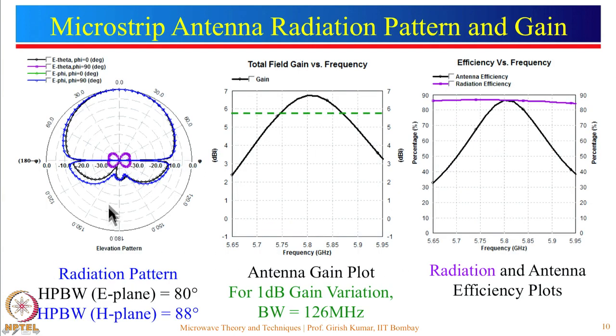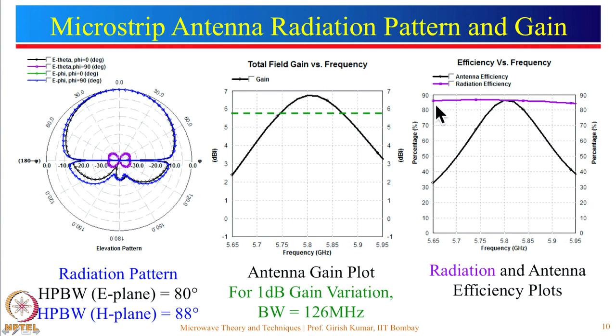So, these are the radiation pattern, gain and efficiency of this particular antenna. You can see that the radiation is in the broadside direction and the back radiation is relatively small. For this particular antenna, we can calculate half power beamwidth in the E plane, which is shown with the black color, that is 80 degree. Half power beamwidth in the H plane is 88 degree, and this is the gain plot with respect to frequency, and I have drawn a line which is about 1 dB below this. Generally, 1 dB gain variation is acceptable. So, in this particular case, we can say bandwidth is about 126 megahertz.